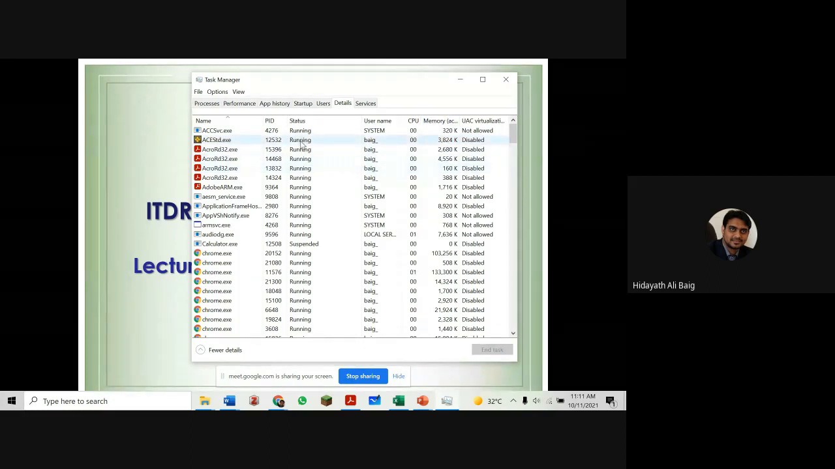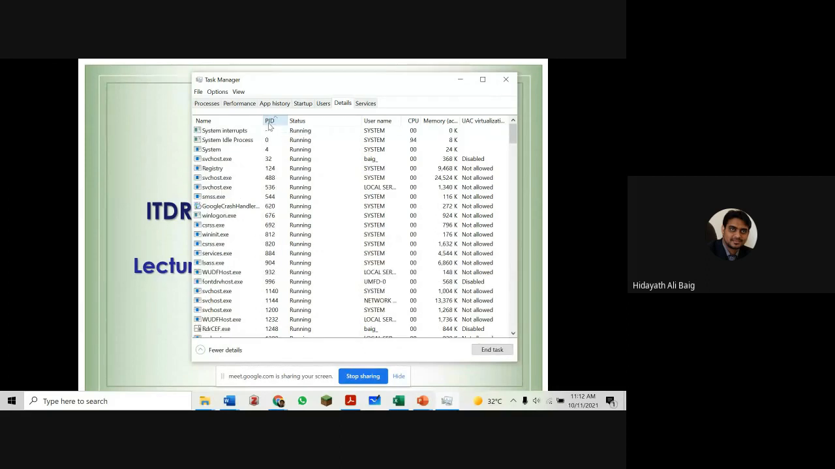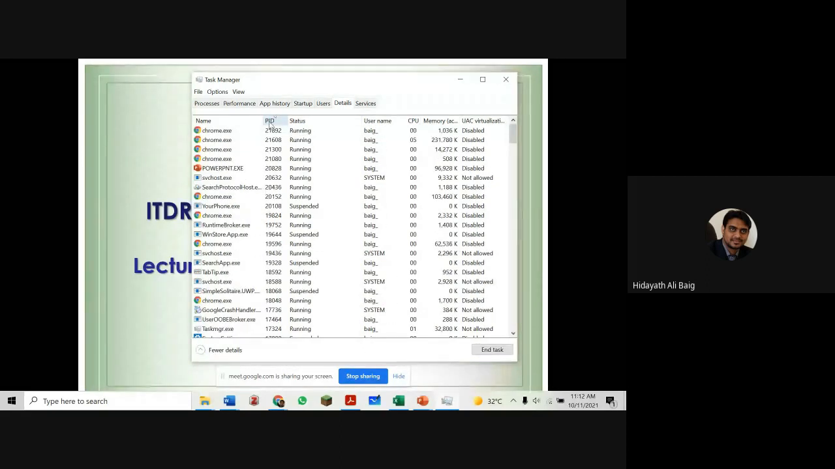You remember, right? Process control block. So the PCB remembers all these things for each process. See this PID. I told you about PID. What is PID? Sorry, process identifier. This is the number given to each process. Whenever we start a process, a PID will be given. So this is the PID for each process.